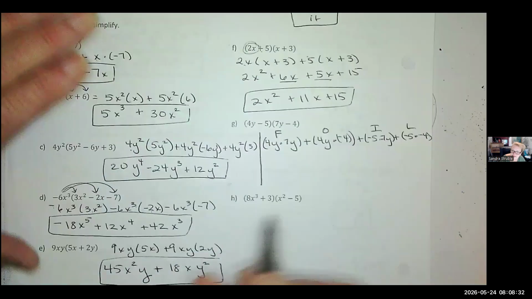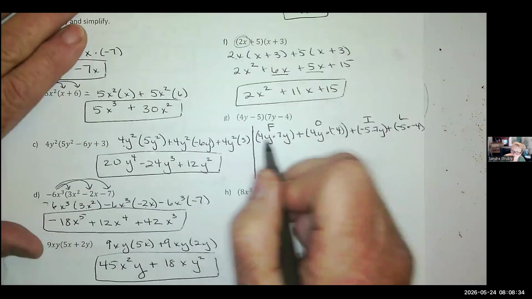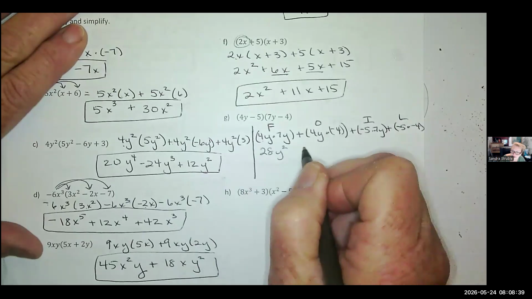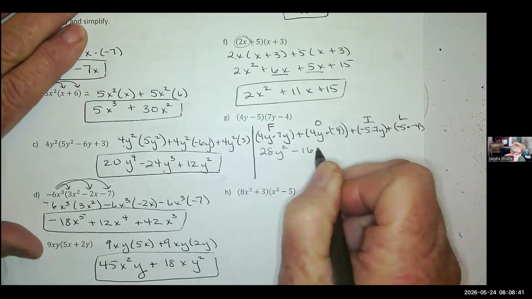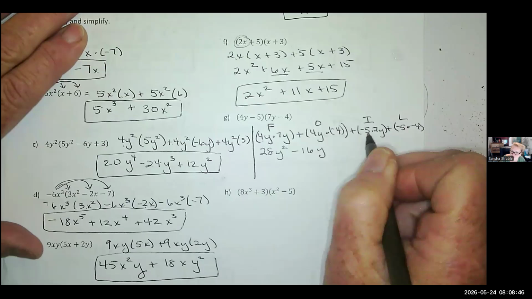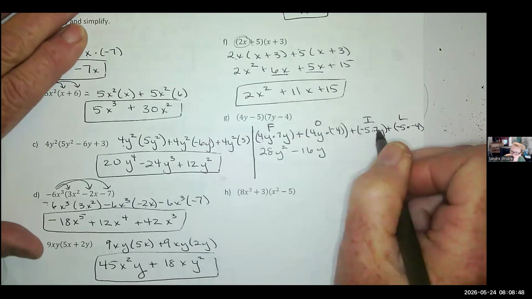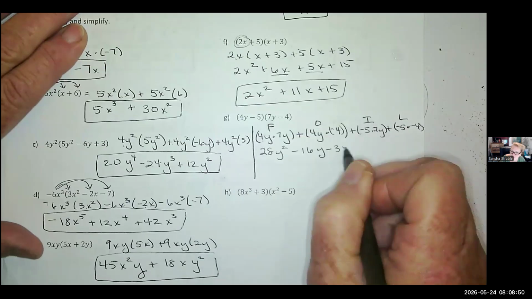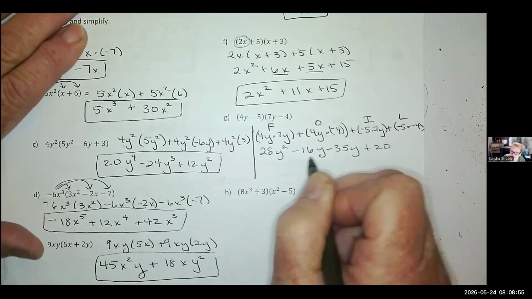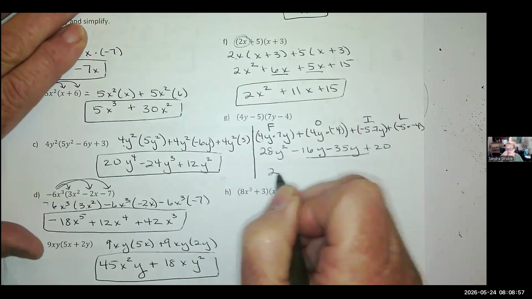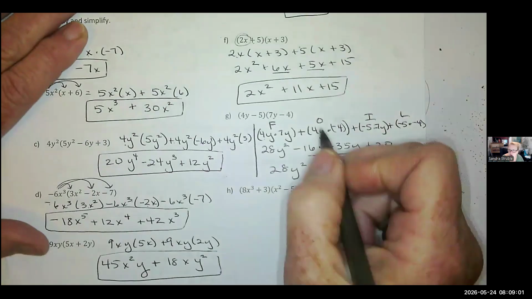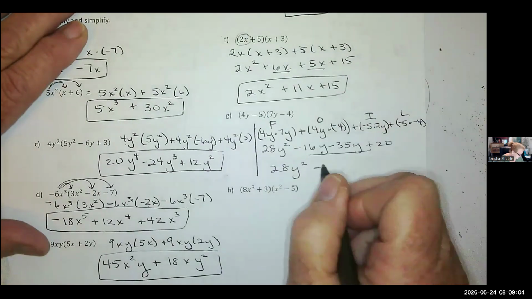4 times 7 is 28y squared. 4 times negative 4 is negative 16y. Negative times positive, oh, these are both negative. Nope, it's positive. Negative times the positive is negative 35y. And then negative times the negative is positive 20. Combine like terms. 28y squared minus, when the signs are the same, you add and keep the sign. 16 plus 35 is 51y, plus 20.